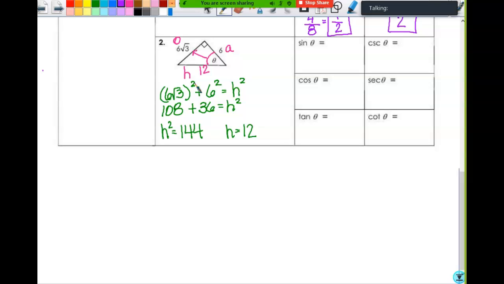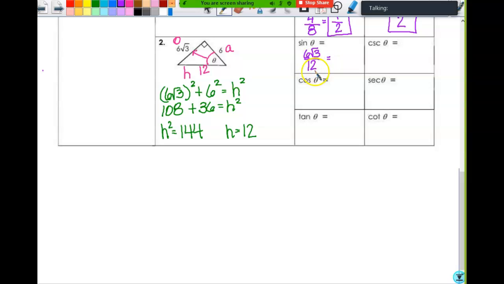All right, so let's figure these out now that we have all that. So your sine of theta is opposite over hypotenuse. So we get 6 square root of 3 over 12.